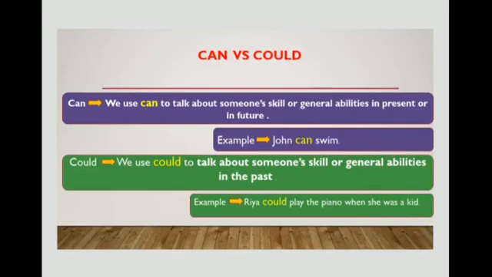Can. We use can to talk about someone's skill or general abilities in present or in future. Abilities mean the physical or mental power to do something. For example, John can swim. It shows he is able to swim and he knows how to swim. So, when someone is able to do something in the present, we use can.